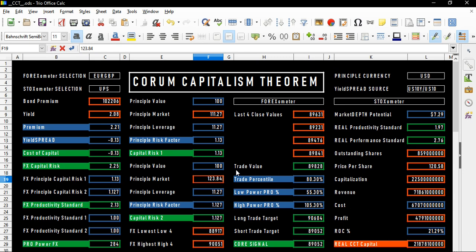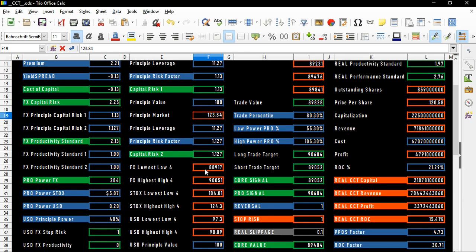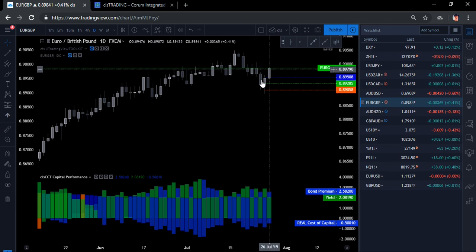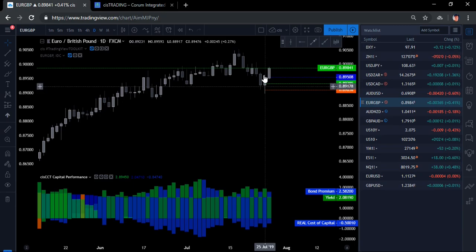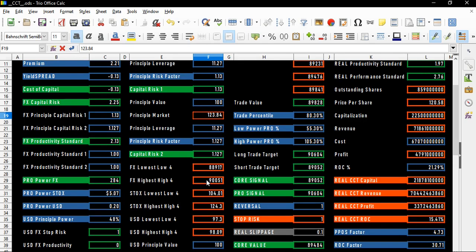All right, so our next box is the Forex lowest low for the last 4 days. So I'm going to go back to my chart, go back 4 days and pull up the lowest low, and that lowest low is 88.917. So I'm going to go back over there, 88.917. Then FX highest high for the last 4 days. All right, so go back to my chart, go to the highest high for the last 4 days. Very simple, 90051. All right, so 90051.